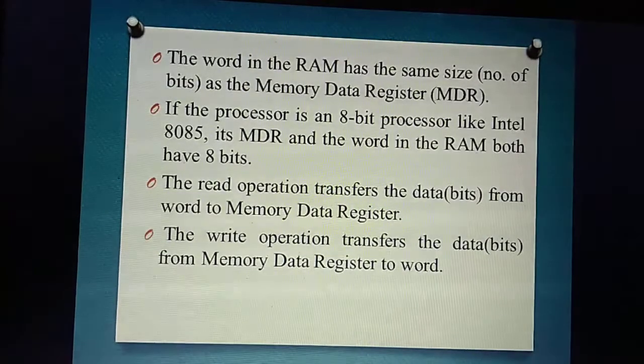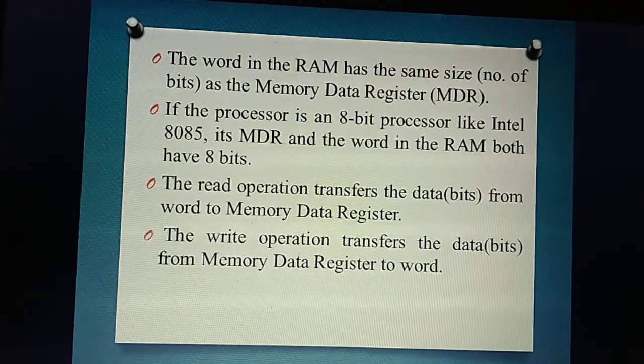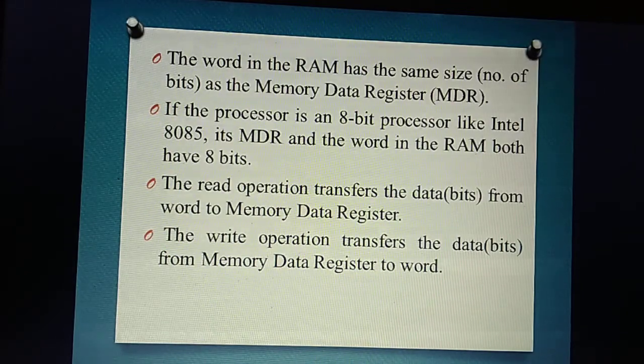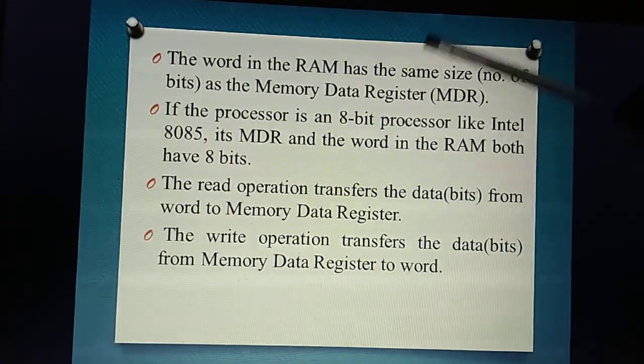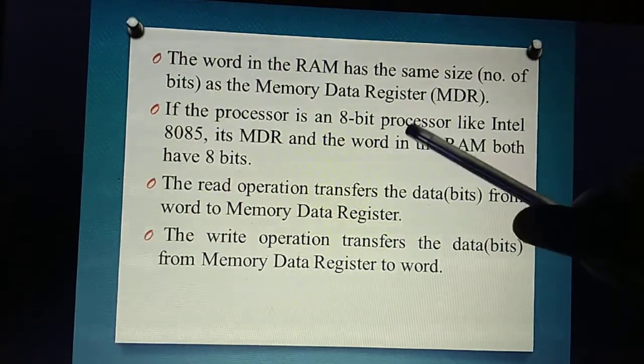Understand? Yes. Next thing is, a word in the RAM is the same size as the memory data register. Already we have studied the memory data register, MDR, isn't it? What do you mean by MDR? It takes care of the information transfer between the CPU and the memory. So the word size in the RAM depends on which register? The memory data register. For that only, they have given an example. If the processor is an 8-bit processor, for example, you are using a microprocessor, in that microprocessor the capacity is 8-bit.